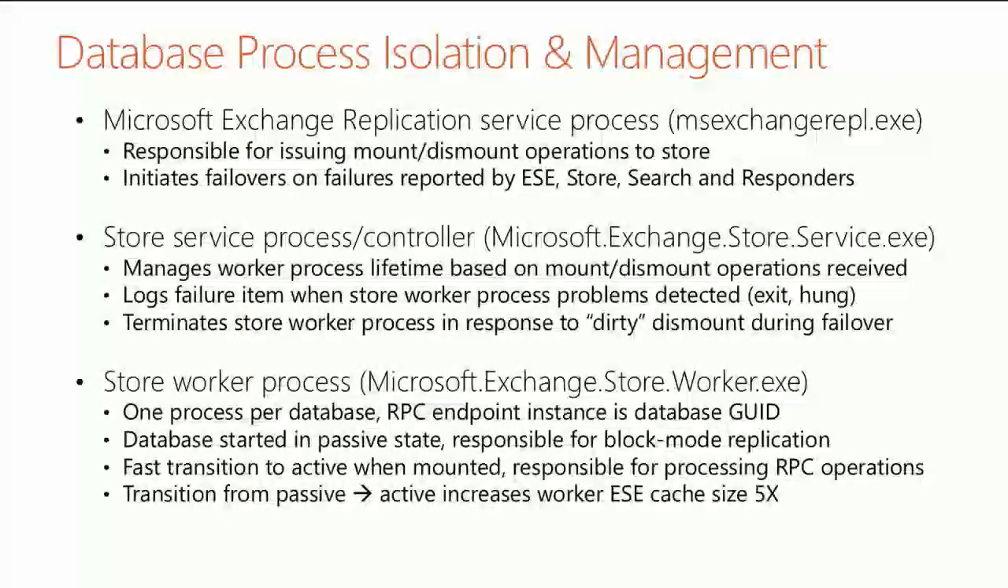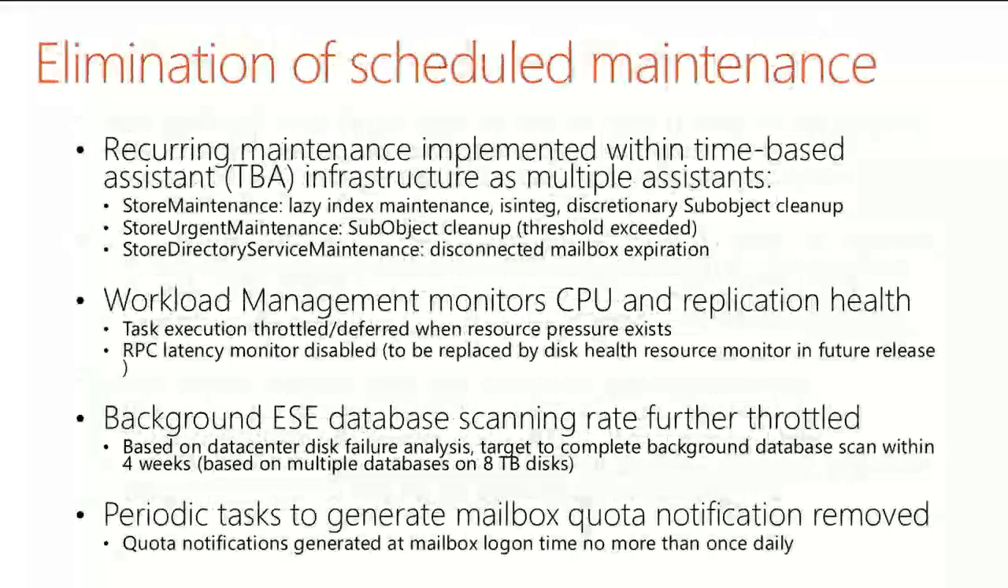The store worker process controls this transition from passive to active. When it's passive, people tend not to think of passives as doing things, but we've got the block mode replication of a passive database operating in that process. The fast transition into mounted is where this JET cache increases by 5x. We go from 20% of max to 100% of max allocation, and that's when it starts processing the RPC operations associated with the client protocols.